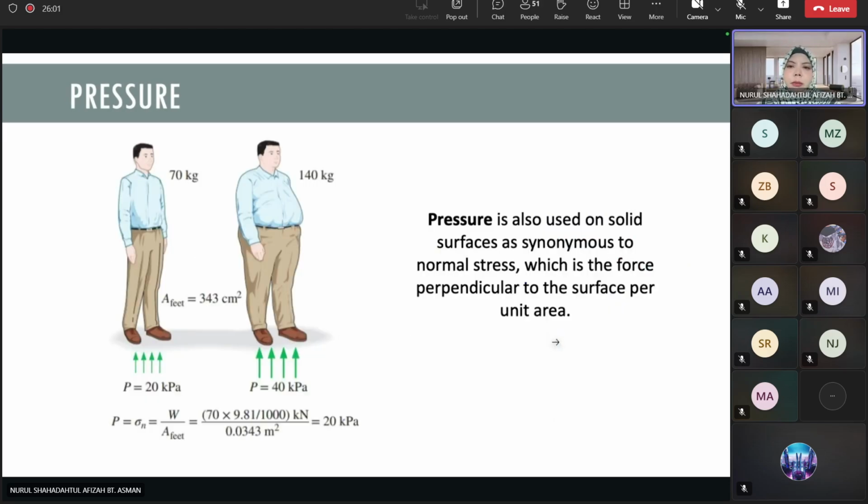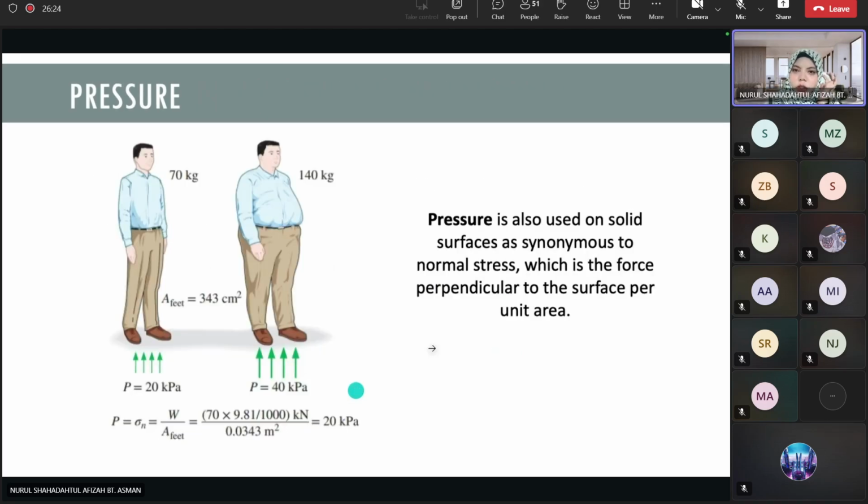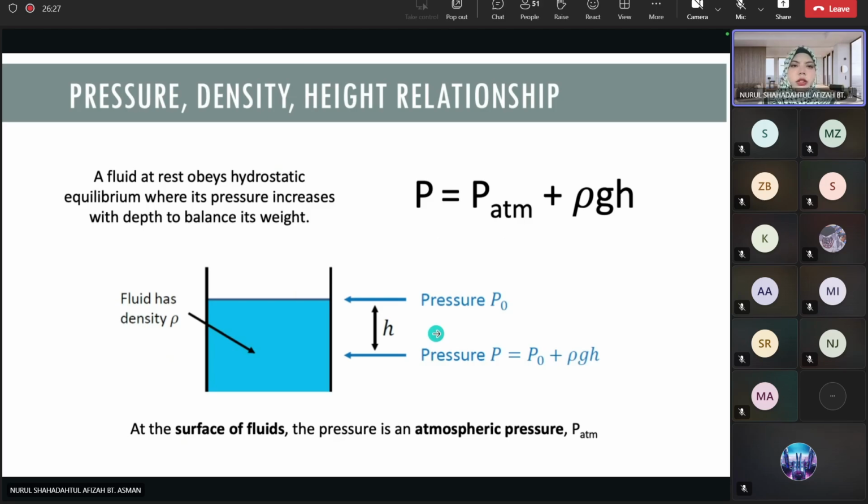So this is the example of pressure for a solid surface, for this one for human. Same, force perpendicular to the surface unit area. So it will produce a pressure. So I'm not focusing more on the solid surface lah, because we are focusing on the fluid. So fluid at rest obeys hydrostatic equilibrium, where its pressure increases with depth to balance its weight.